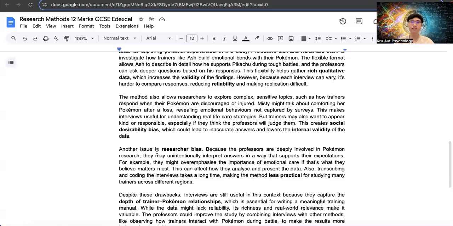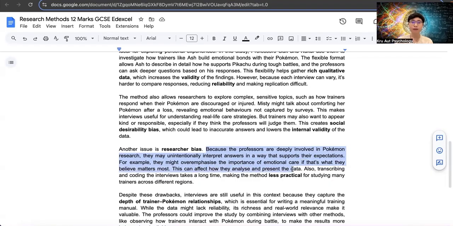So I wrote this model answer, yes, but I just want you to see bits where it can be improved, like method, what method, issue, what issue of what, of interview, something like that. Okay, then next, because the professors are deeply involved in Pokemon research, they may unintentionally interpret answers in a way that supports their expectations. For example, they might overemphasize the importance of emotional care if that's what they believe matters most. This can affect how they analyze and present the data.